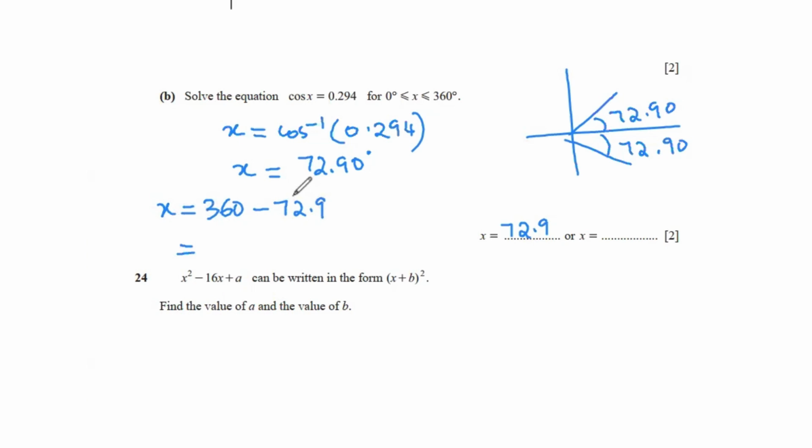The reason why we're subtracting it from 360 is because the angle is measured from 0 in the anti-clockwise direction towards the line where the angle lies. So all of this is the angle that we're trying to find by subtracting 72.9 from 360. So that's 287.1 degrees. Those are your values of x.